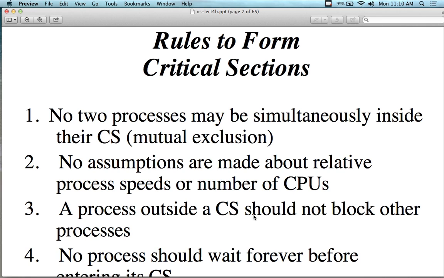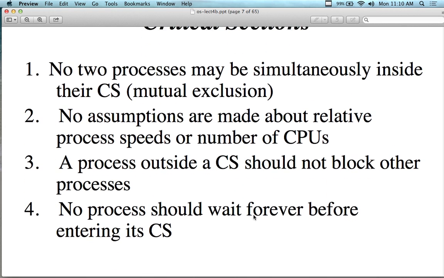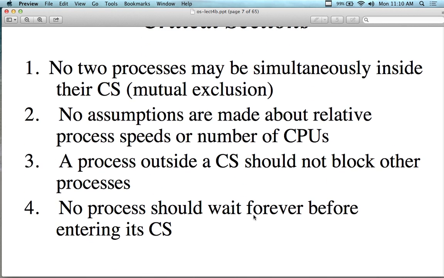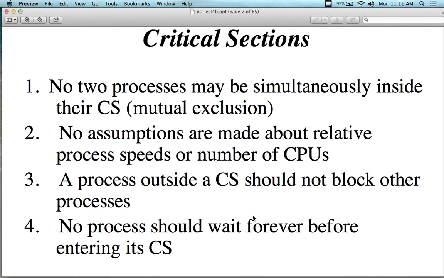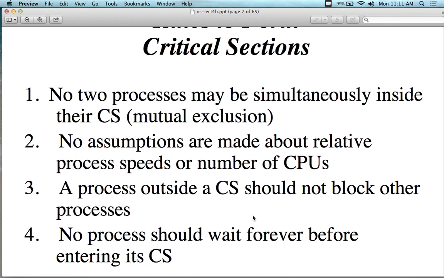All right, so rules for a critical section. These are really good background things to remember. First, no two processes may be simultaneously inside the critical region or critical section. That's the definition of mutual exclusion. Second, no assumptions are made about the relative speed or the number of CPUs. So none of this relates to how fast the computer is running or how many CPUs might exist.